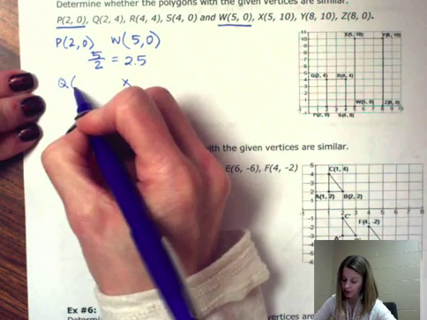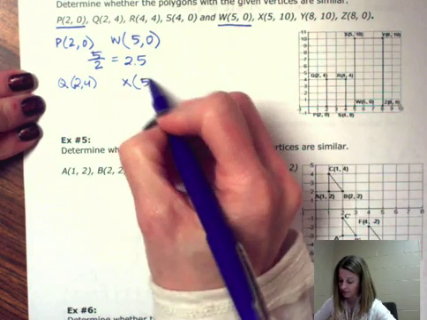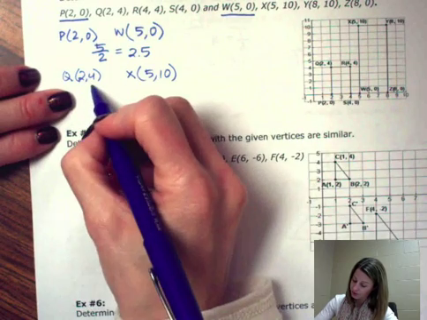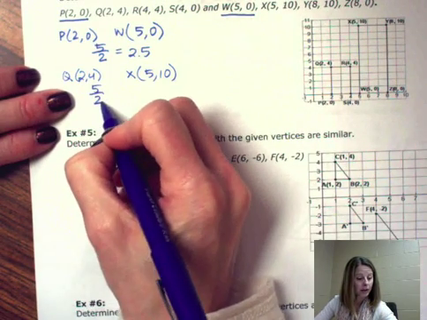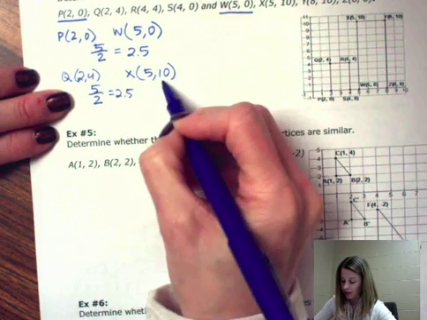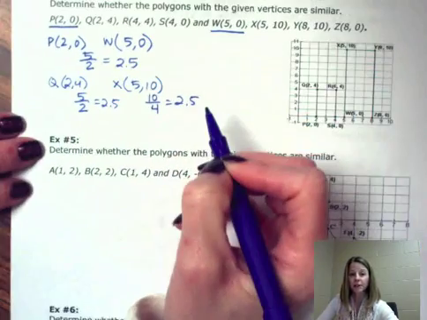So Q is 2, 4. X is here at 5, 10. So if I look at this, I have 5 over 2, which is 2.5. And I have 10 over 4, which is also 2.5. So it looks okay so far.